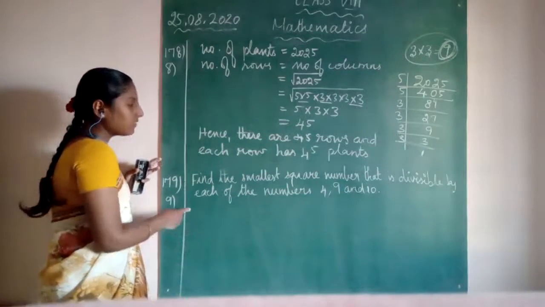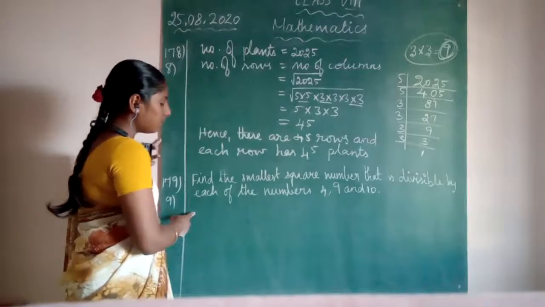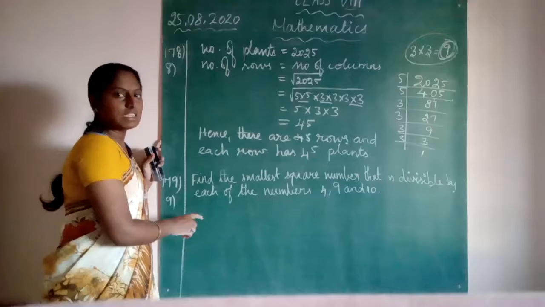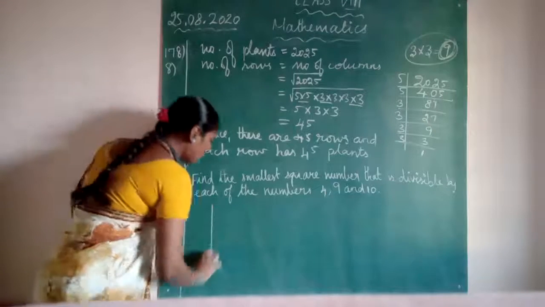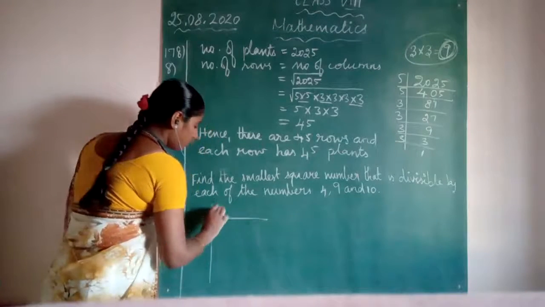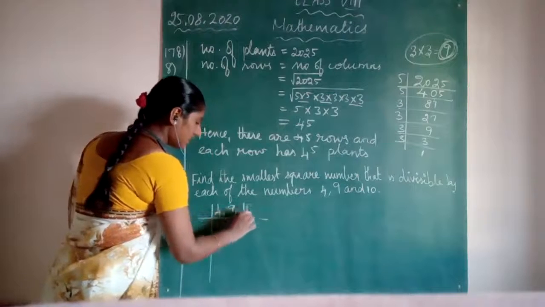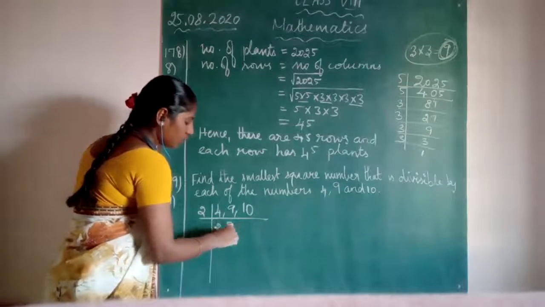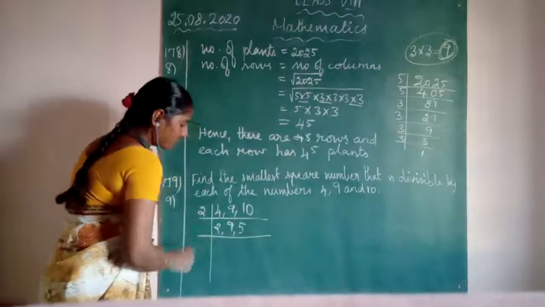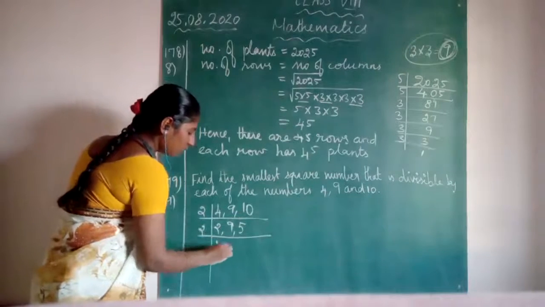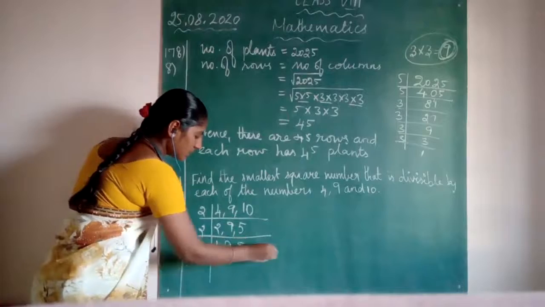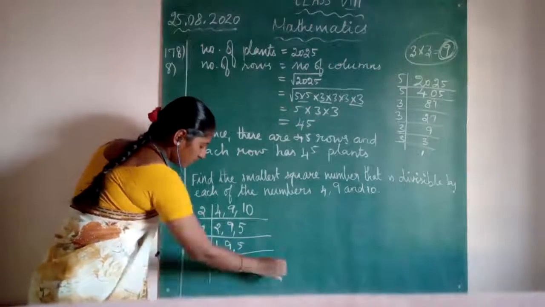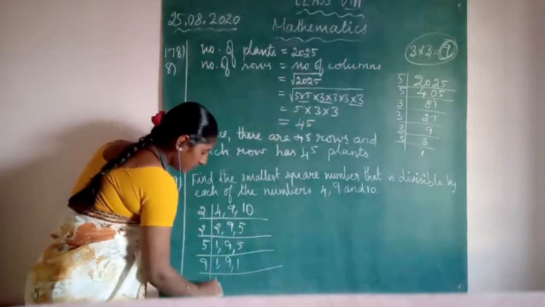Next question, find the smallest square number that is divisible by each of the numbers 4, 9 and 10. We did a similar sum in classwork. We just have to find the LCM of 4, 9 and 10. So let us take 2 table, 2 2s are 4, 9 won't come into table, so write as it is, and 2 5s are 10. Then 2 1s are 2, 9 as it is, and 5 also as it is. Now take 5 table, 1 comma 9 as it is and 1. Then you take 9 table.